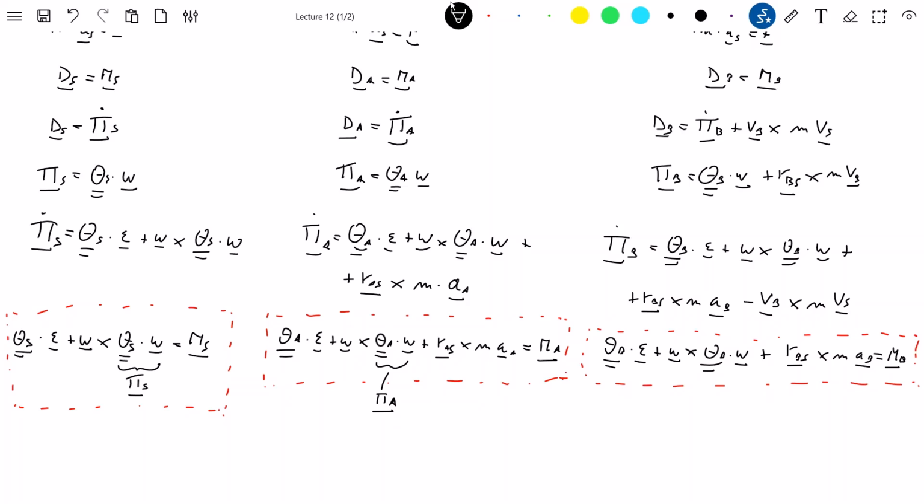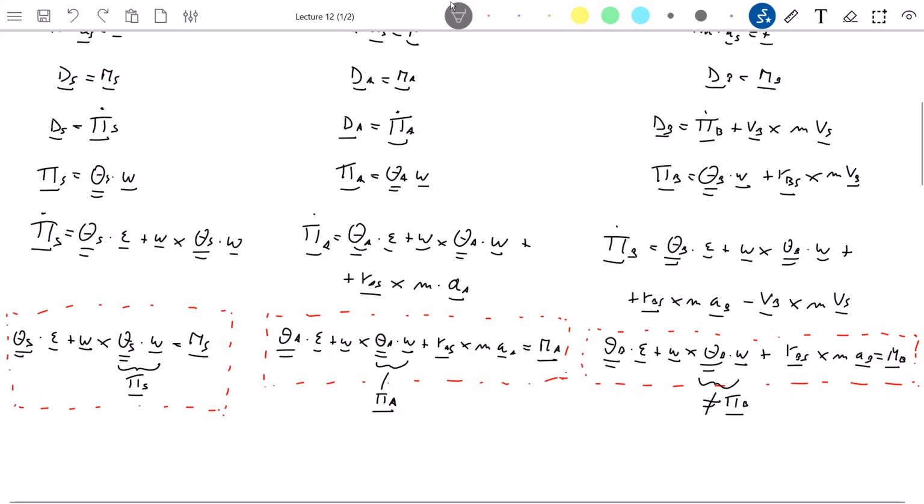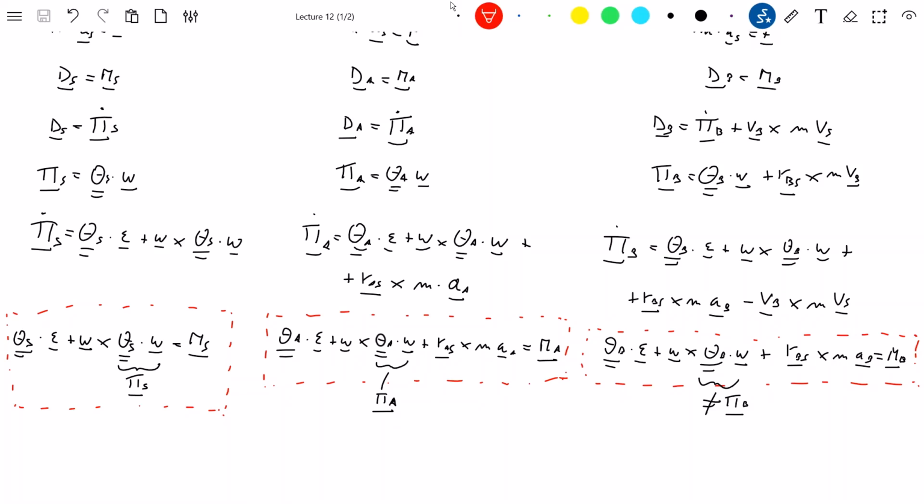Okay, you see here, but this is different from pi b. Because pi b is not just this, we also have this term. So once you use this formula with respect to a generic point, take care that this is not pi b. I stress that this is not pi b.